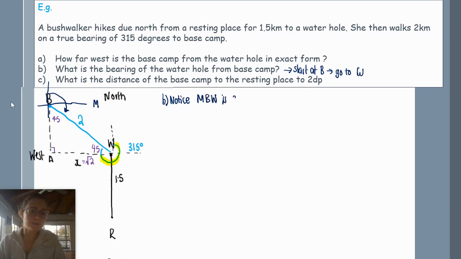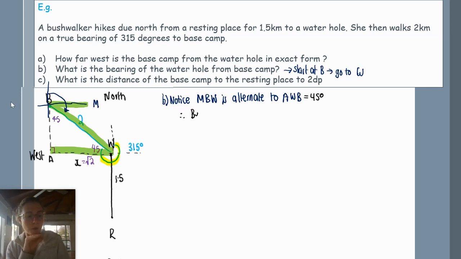And what you should notice is we have some alternate angles, because both A to W and this B to a point, say M, are horizontal. They both go from west to east, so we have parallel lines. That means MBW should also be equal to 45 degrees. All right, that's good. So then we have our bearing. Well, we have 90 degrees in the first segment, and then we have 45 degrees in the second segment. So our bearing of W from B is equal to 90 plus 45.